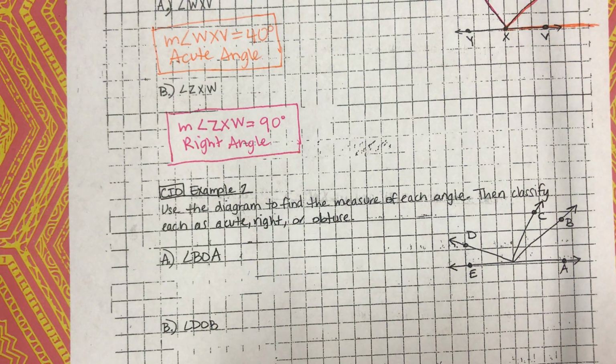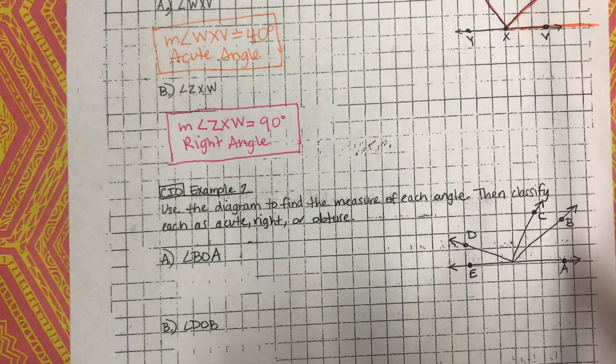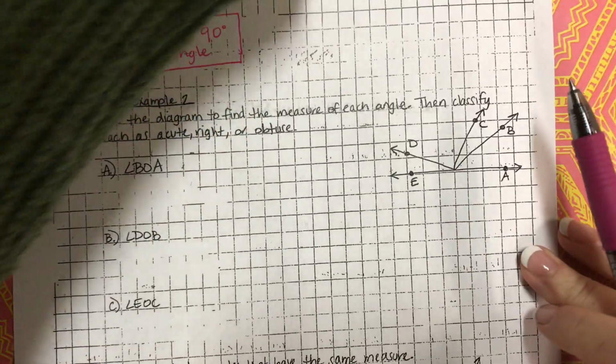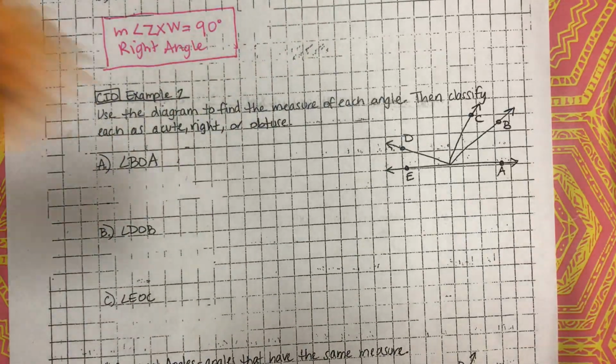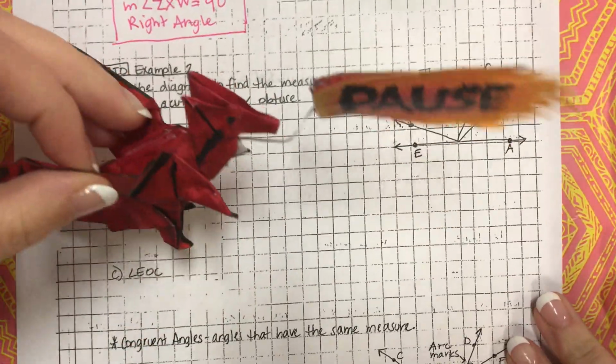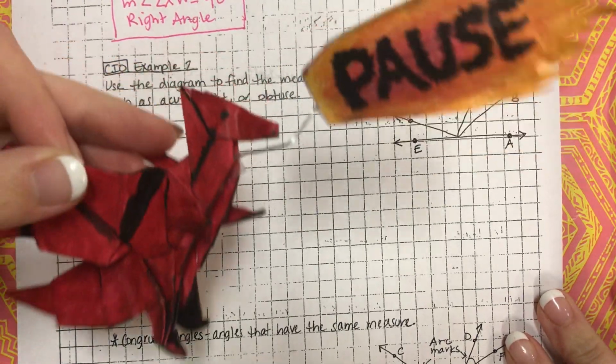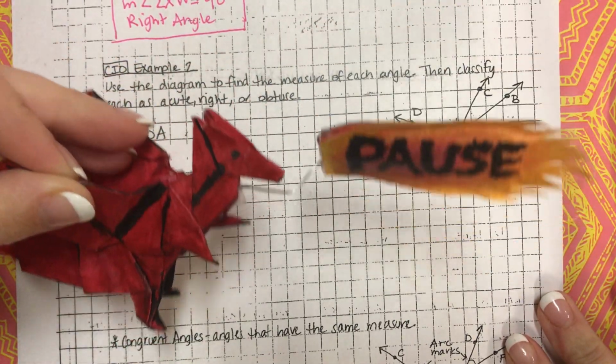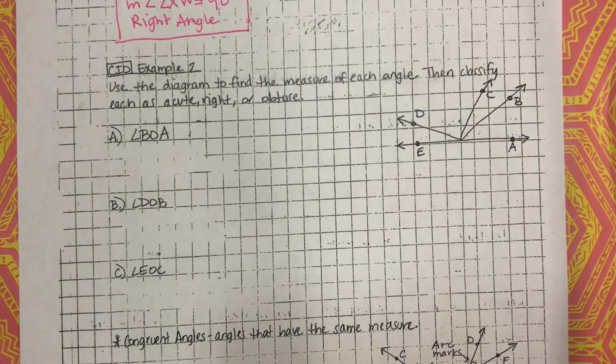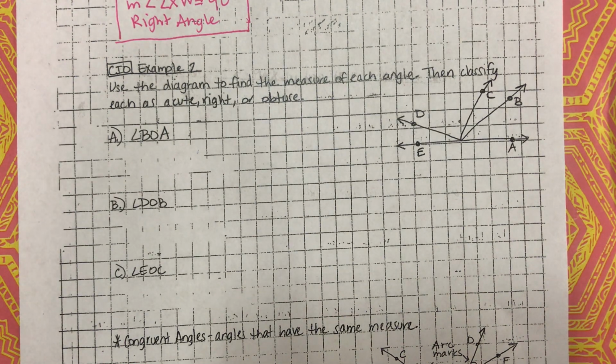All right, let's go down here and try these. So check it out, example 2. How about you work on these ones? Go ahead and pause, work on those, get your protractors out, try to figure those out, and when you get done, press play and we'll go over them. All right, we're back. Let's see how you did.